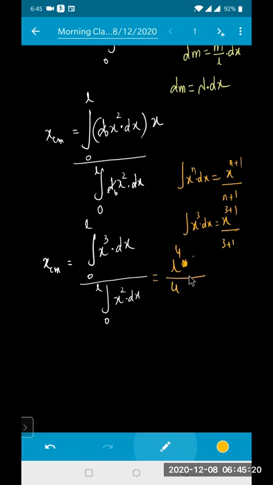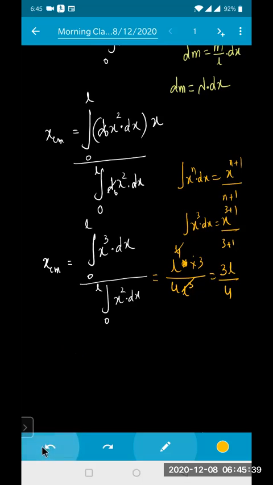The integral of x square into dx is how much, beta? Substituting the limit we get L cube divided by 3. The 3 goes up, and this goes into the L cube. So the answer is 3L divided by 4. So X_CM is equal to 3L by 4.